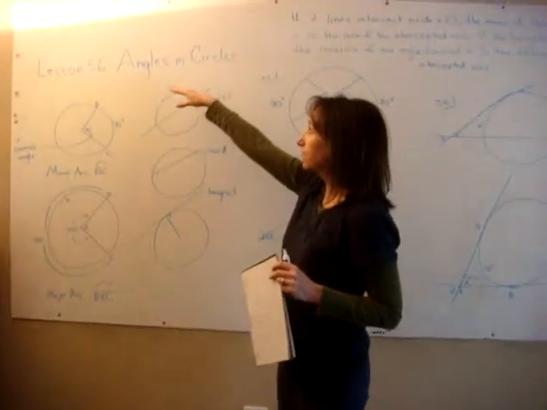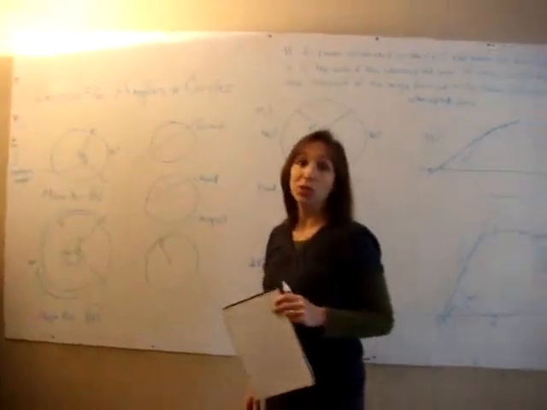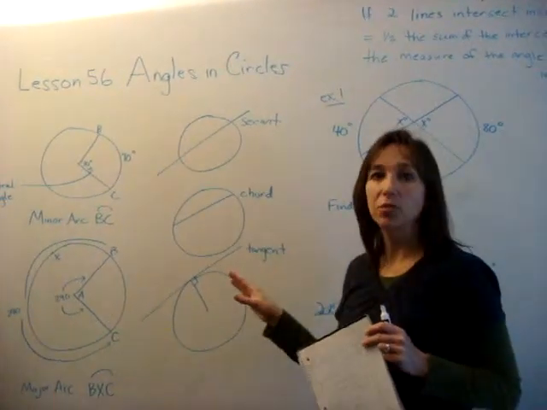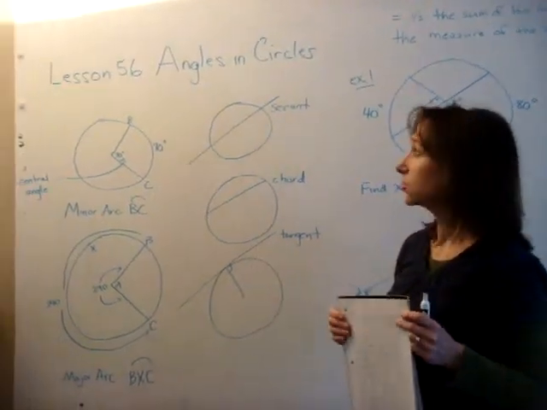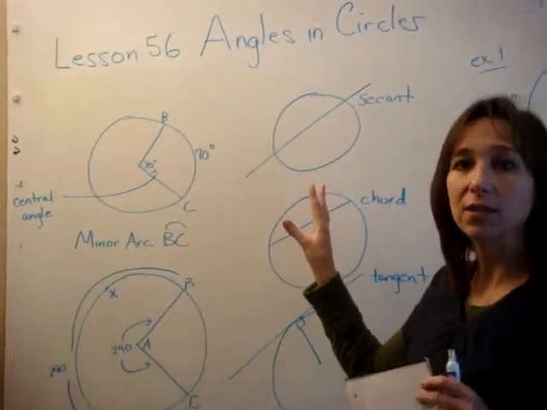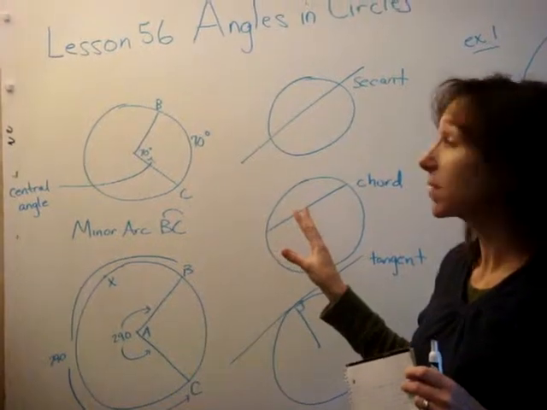Begin with lesson 56, angles and circles. This is a really short lesson and it's really easy. There's a second part to this lesson called proofs, but we're not going to do that. We'll cover that in geometry. This lesson is just a couple of review things just to help you know your terminology.